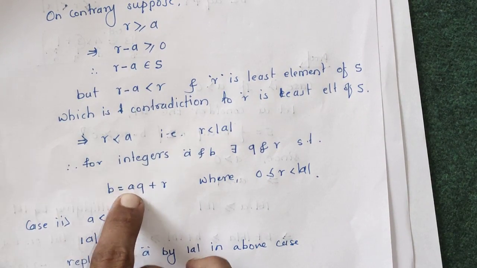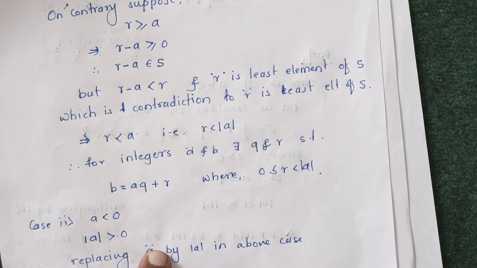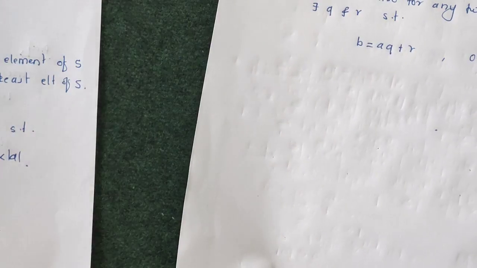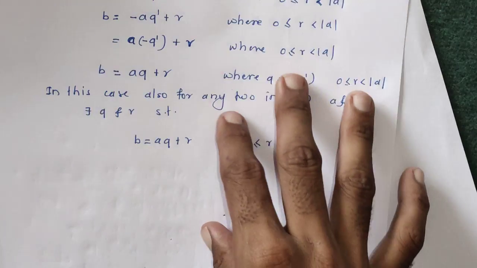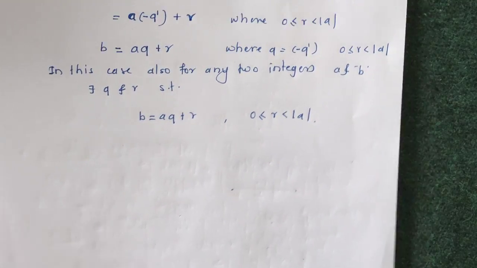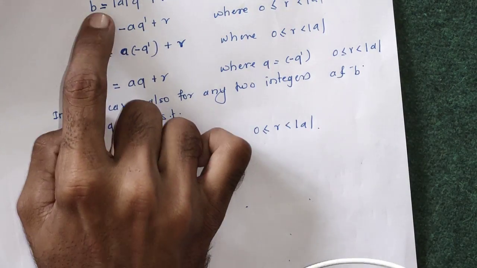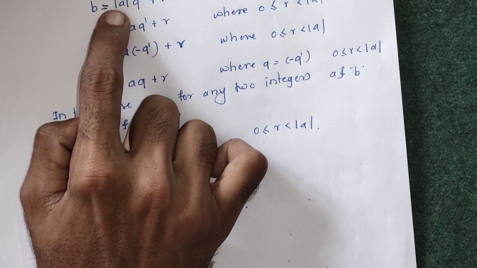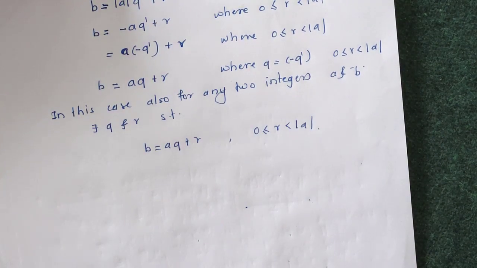So replacing a by mod a, we get b is equal to mod a q plus r, where 0 is less than or equal to r is less than mod a, as it is. Now here a is a negative number, so mod a is positive. Taking the modulus of a negative number, we have the definition of absolute value.